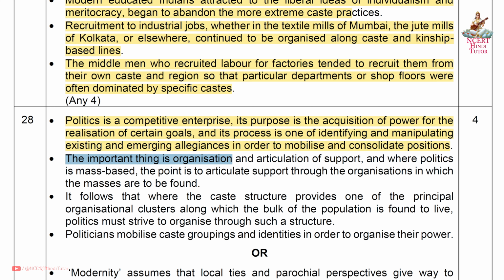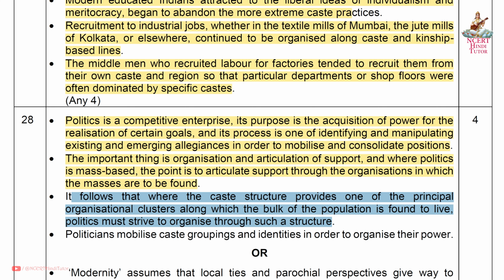The important thing is organization and articulation of support, and where politics is mass based, the point is to articulate support through the organizations in which the masses are to be found. It follows that where the caste structure provides one of the principal organizational clusters along which the bulk of the population is found to live, politics must strive to organize through such a structure. Politicians mobilize caste groupings and identities in order to organize their power.